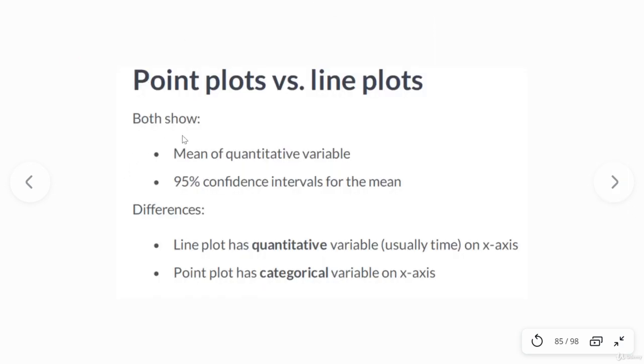If you try to differentiate between the point plot and the line plot, both show the mean and the 95% confidence interval for the mean. But the difference is that a line plot has a quantitative variable. That means x and y both have to be of quantitative nature. In a point plot, the x-axis has to be of categorical nature, cannot be numerical, because a point plot is a categorical plot. It's not a numerical or quantitative plot.